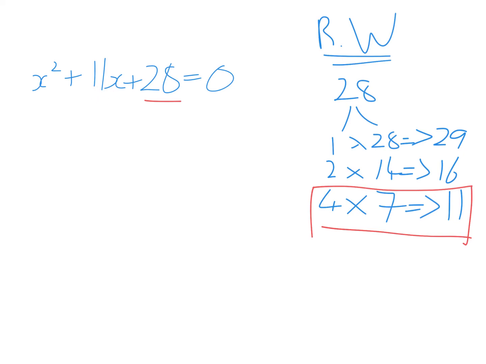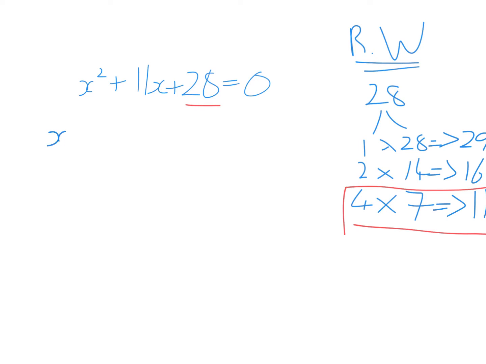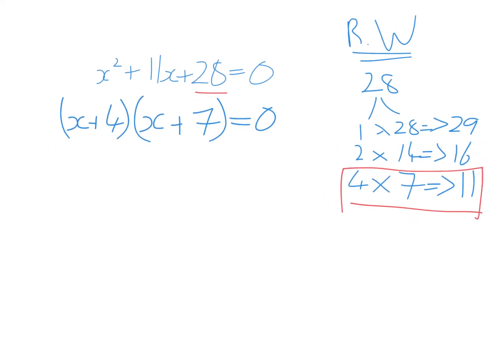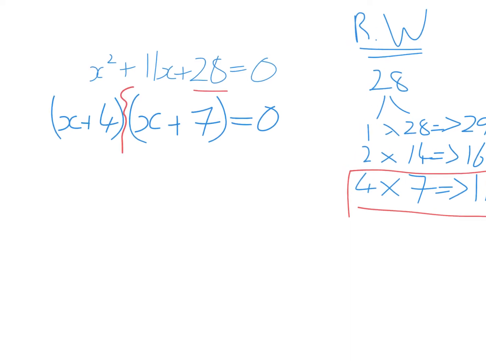So now all we have to do is set up two brackets. One of them is x plus 4, the other one is x plus 7. We'll let that equal to 0. Again, we get the 4 and 7 from here. We're not interested in these other two pairs because they don't add to give us the middle number. Okay, so now we factorize, so it's looking very similar to the two questions we looked at before.